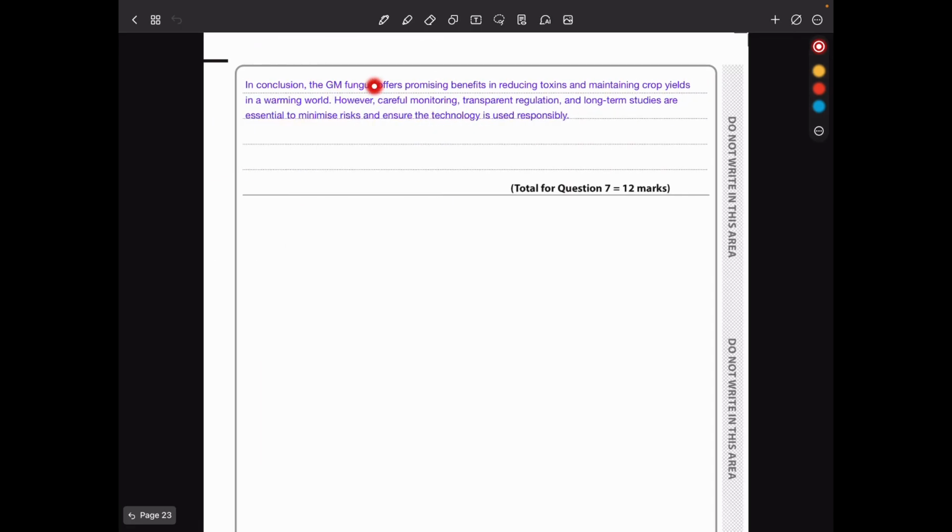To conclude, GM fungus offers promising benefits in reducing toxins and maintaining crop yield in a warming world. However, careful monitoring, transparent regulation, and long-term studies are essential to minimize risks and ensure the technology is used responsibly.